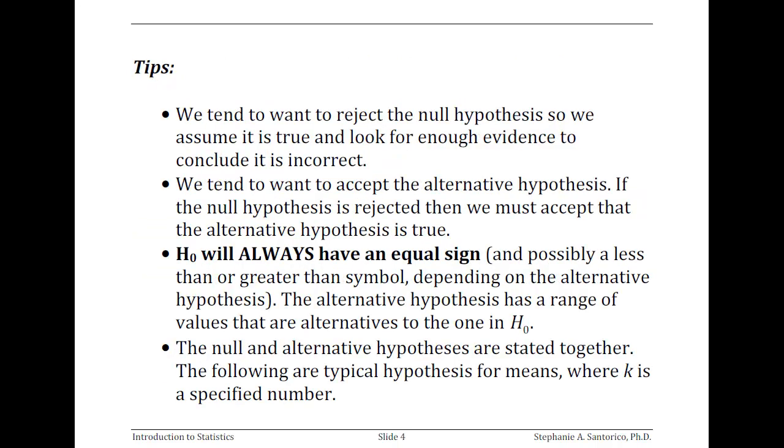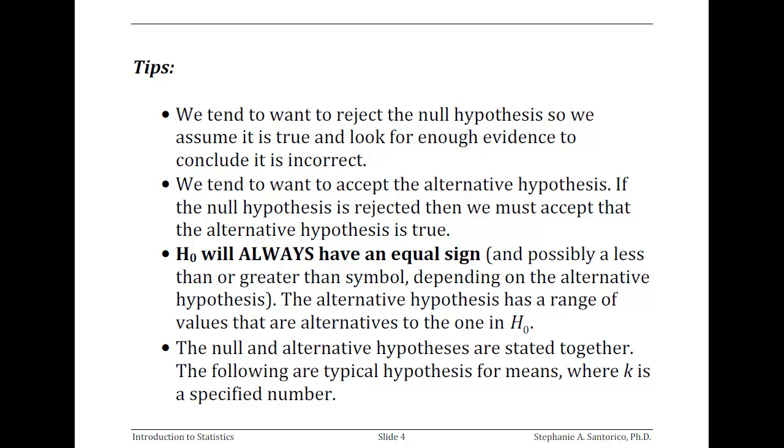So just some tips going through this. We're going to tend to want to reject our null hypothesis. So we're going to start out actually assuming it's true, and then we're going to look for evidence to conclude that it's actually not true, so it's incorrect. So what we really want to do is to accept that alternative hypothesis. So if our null hypothesis is rejected, then we want to accept that the alternative hypothesis is true. Okay, hypothesis testing is set up in this way.